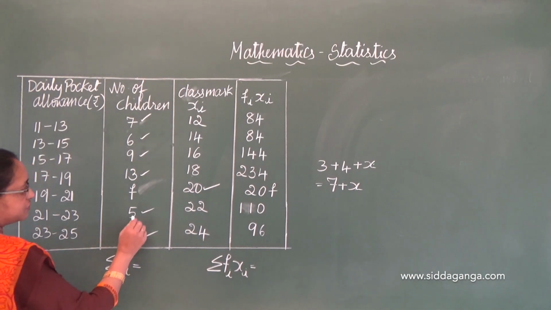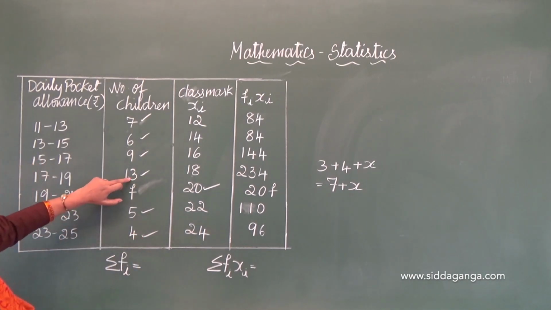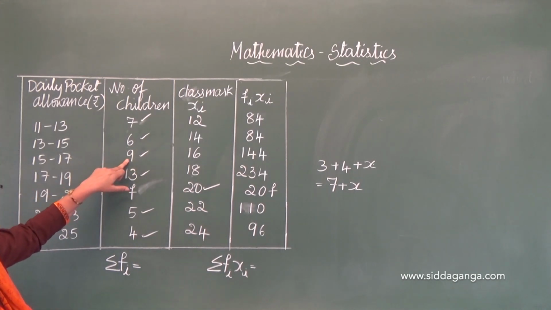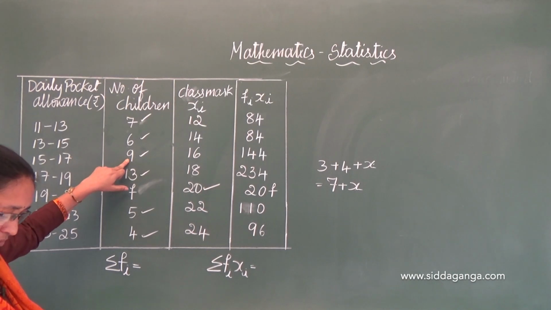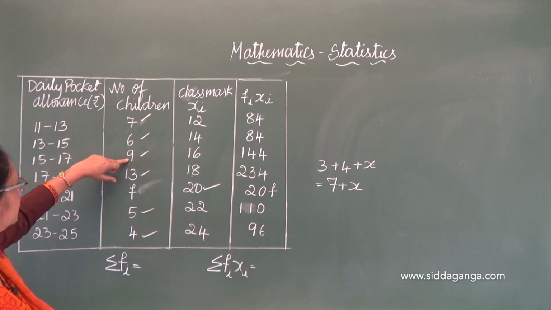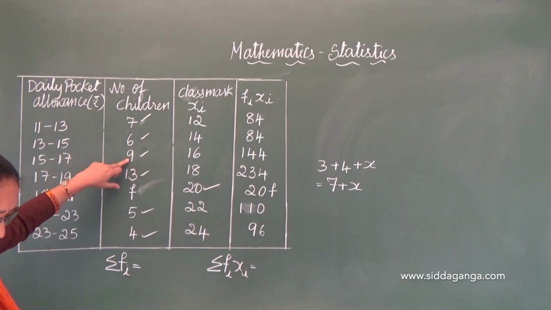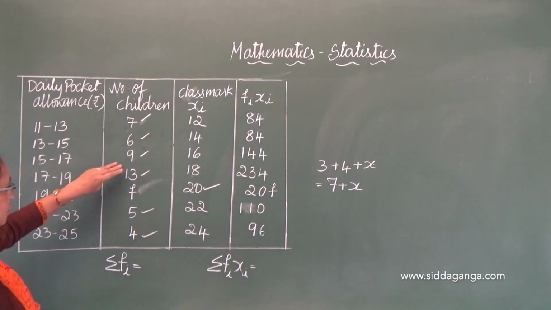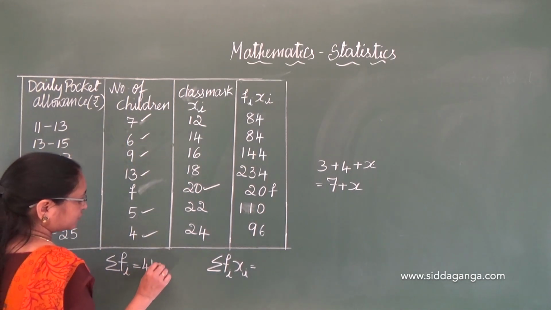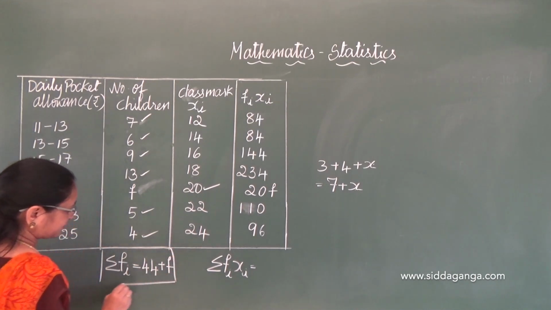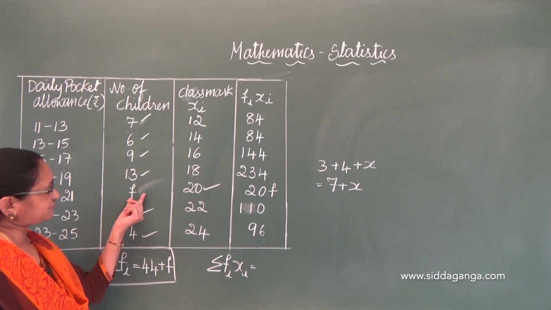Once again we'll add: 4, 4, 9, 10, 11, 12, 12 plus 9 is 21, 27, 27 plus 3. So 44. 44 plus F. See here, 44 plus F. I have kept F as it is.